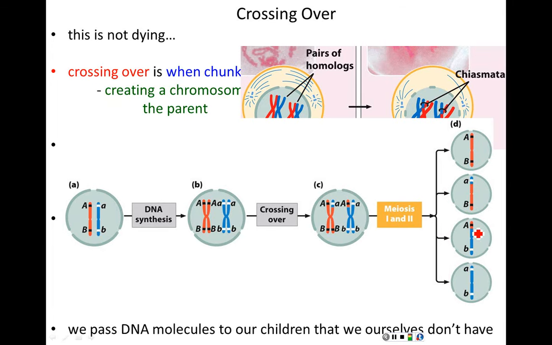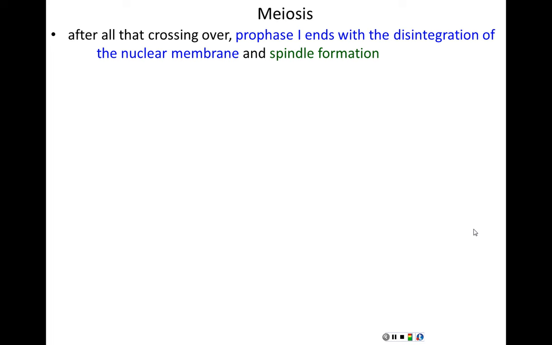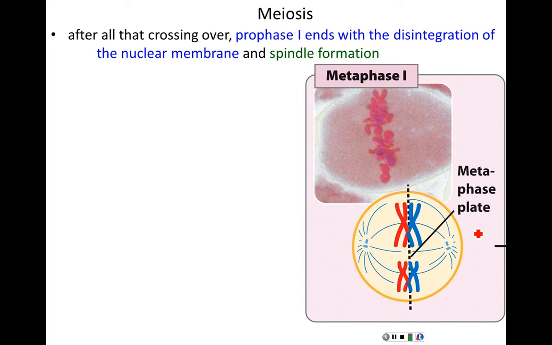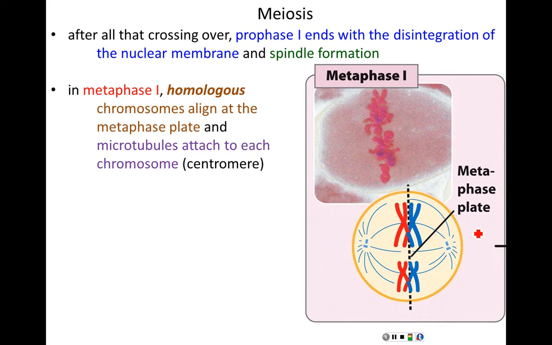After all that crossing over, Prophase I ends with the disintegration of the nuclear membrane and the formation of mitotic spindles, all very similar to what we saw in mitosis. Metaphase I, that is metaphase of Meiosis I, has homologous chromosomes. Again, homologous chromosomes align at the metaphase plate. Microtubules attach to each of the chromosomes, not each of the sister chromatids, each of the chromosomes. Pay attention to the figures as well.